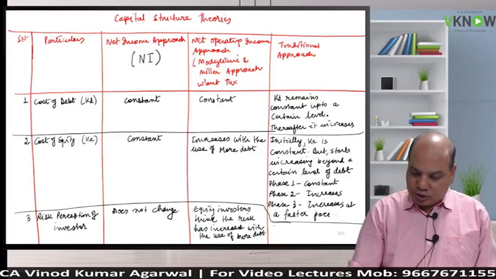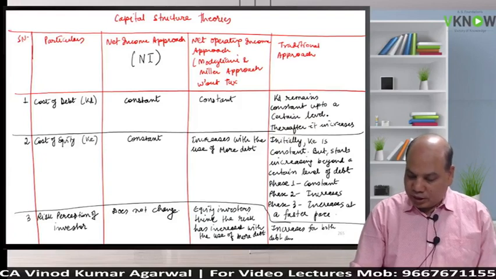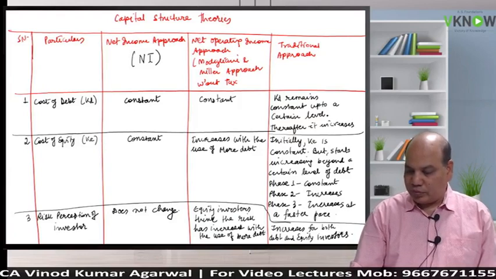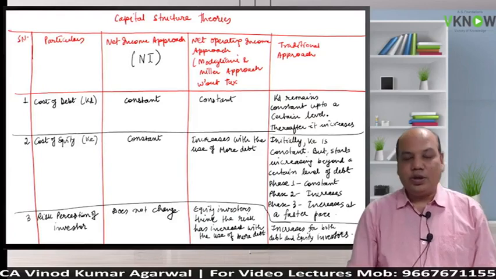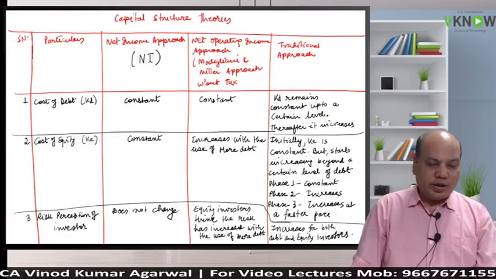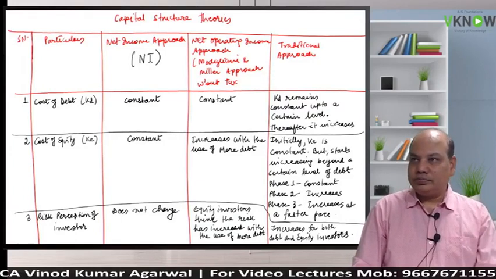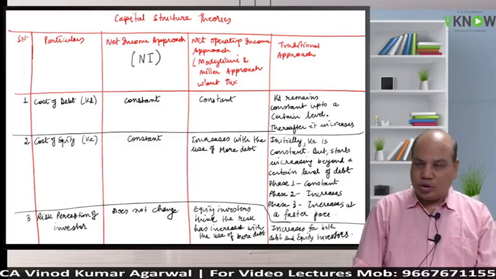And in the traditional approach, write down, increases for both debt and equity investors. So this is the third point. Have you noted it down? It's not over. We have to write a few more points.